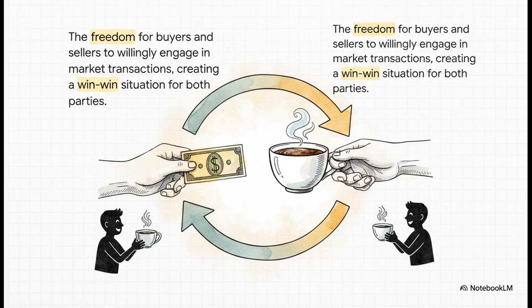Next, we've got something called voluntary exchange. This one's pretty simple. It's just the freedom to buy and sell stuff. When you buy a coffee, you're voluntarily trading your money for it, because at that moment, you value the coffee more. And the seller? They value your money more. It's a win-win deal that both of you freely agree to.